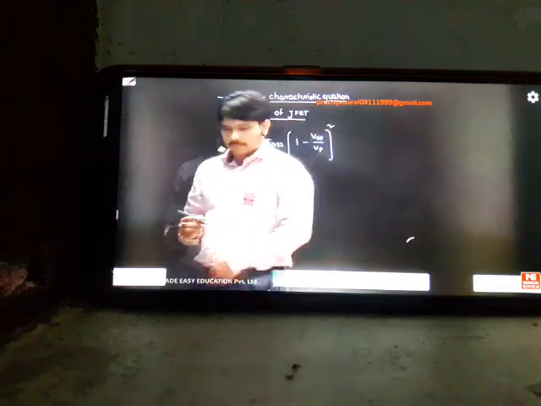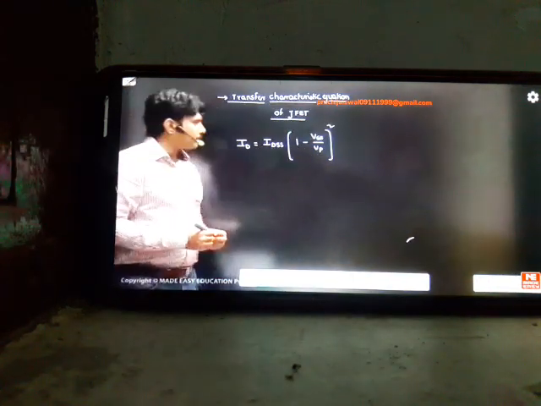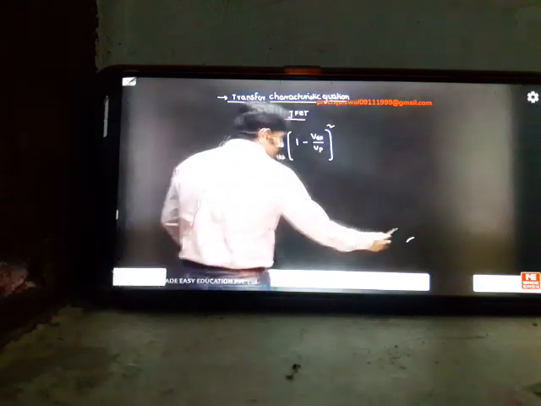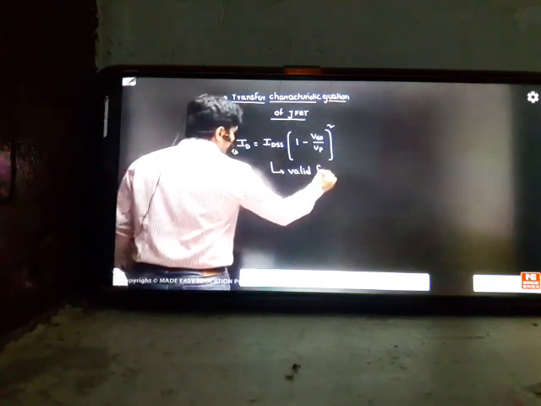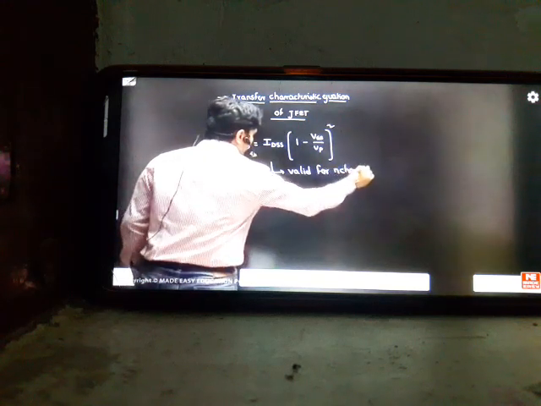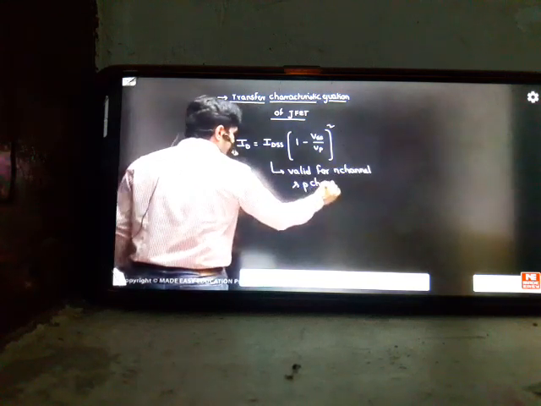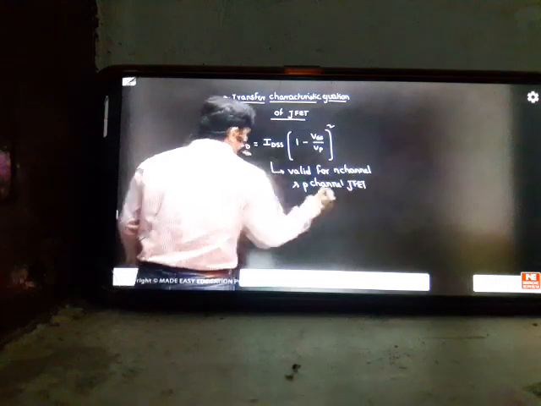So IDSS into (1 minus VGS by VP) whole square. Thank you, Aditya, thank you very much. This equation is valid for N channel and P channel also. This formula is valid for both N channel and P channel JFET. For both we can use it.